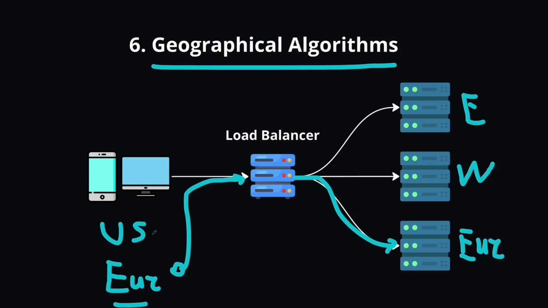Or if a user comes from the US and makes a request to this load balancer, it will check the location of this US user based on its IP address, and then it will redirect either to US East or US West. This type of load balancing is useful for global services where latency reduction is important.